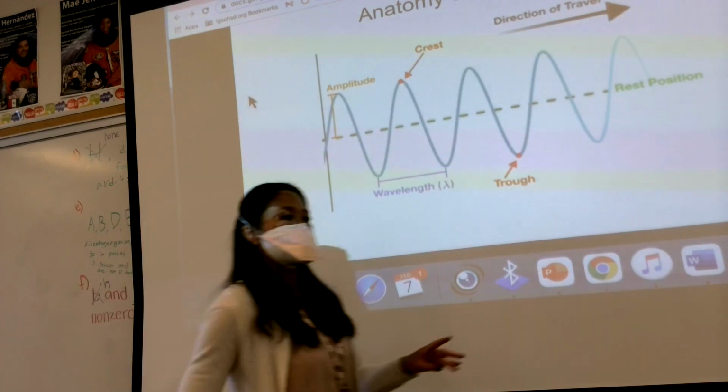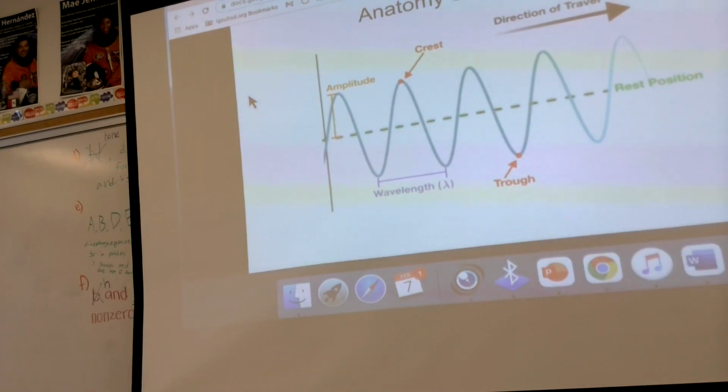All right. So our lab today is focused on these 2 wave types, longitudinal and transverse. It's also focused on determining which one is going to give you the higher speed based on different characteristics.